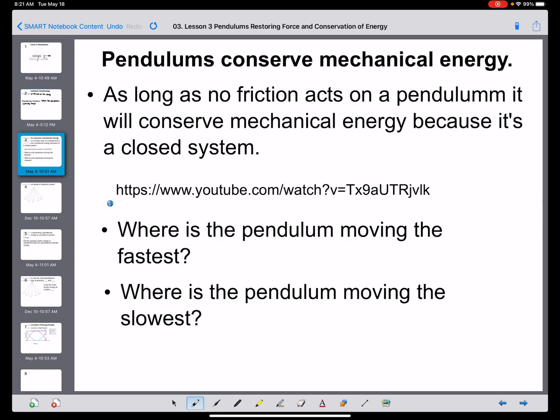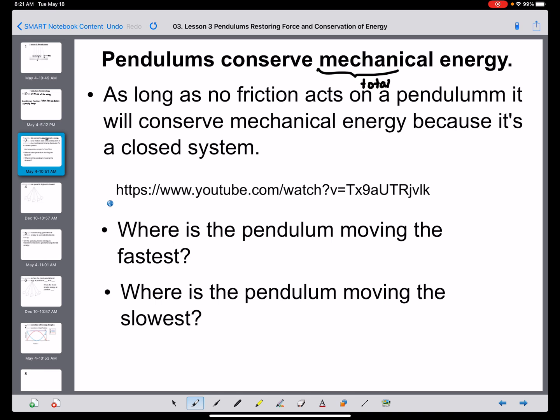So we're studying pendulums here because pendulums conserve mechanical energy. The word mechanical means total. So pendulums conserve total energy. As long as no friction acts on a pendulum, it will conserve mechanical energy because it's a closed system.